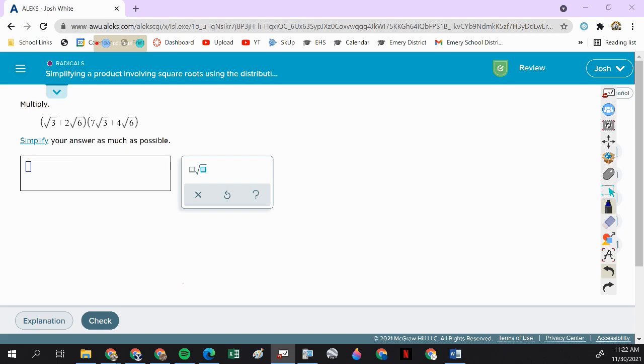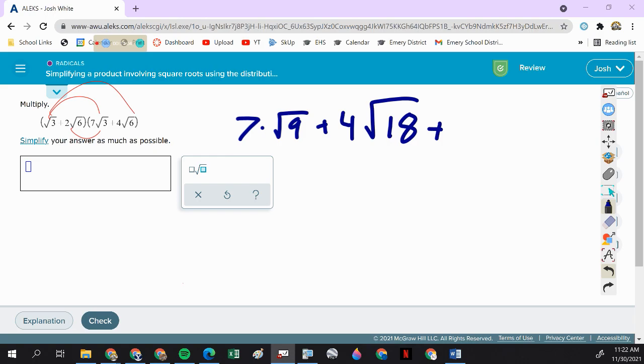So here we're going to distribute. That gives me 7 times the square root of 9. And then this is going to give me 4 times the square root of 18. That one will give me 14 times the square root of 18. And that one is going to give me 8 times the square root of 36.